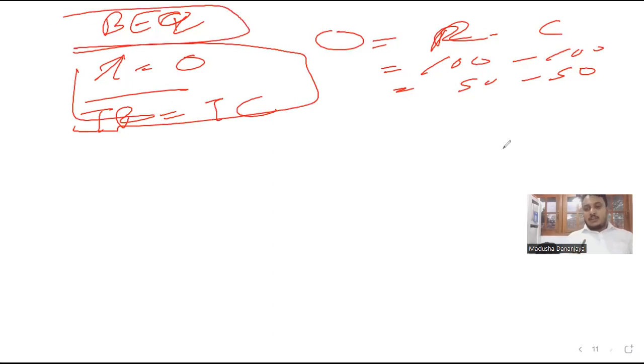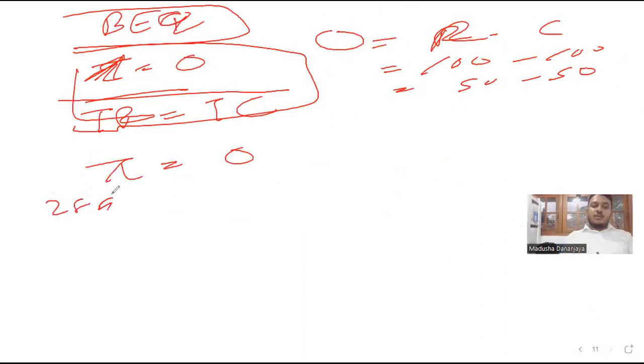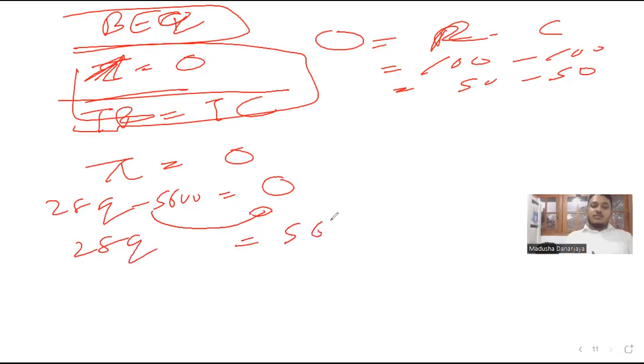Now, if you are asked to calculate the break-even quantity, definitely you will have to take any of these two and apply it. Let me start with the first one. Profit equals 0. What is the profit function in this question? The profit function was just derived: 28Q minus 5,600, equal to 0. Now, send this minus 5,600 to this side. 28Q equals 5,600. Divide this by 28. Q will be what? 200.